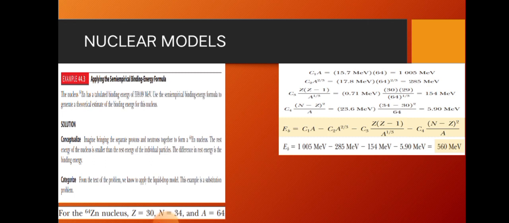And using the liquid drop model, we just have to add and combine all of the parameters into EB, which is equal to C1A, which is 1005 MeV, minus 285 MeV, minus 154 MeV, minus 5.90 MeV, and this gives us 560 MeV. And the equation is solved.